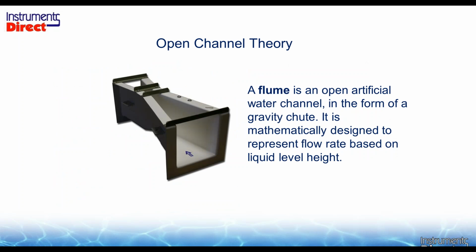So now we walk into the pipes that ain't full. And an ancient technology was called a flume or weir. And the flume is basically traditionally a fiberglass device, an artificial water channel is a good way to describe it, to form a gravity chute. And if you look at the different shapes of the flumes there on the bottom, they're mathematically designed to represent flow based upon liquid level height. So as the liquid goes inside this flume, there's a ruler here, and based upon the height of the liquid, you can go to a reference guide, and it'll tell you what the actual flow rate is.